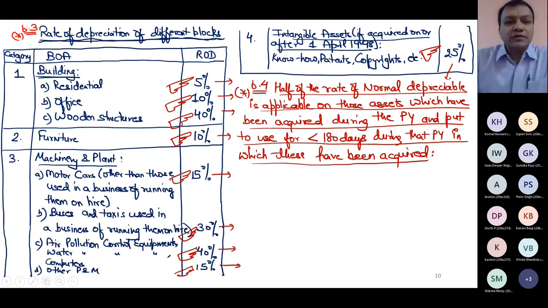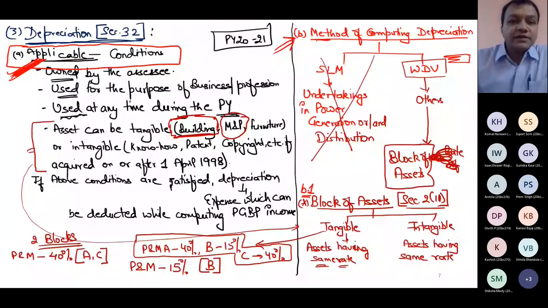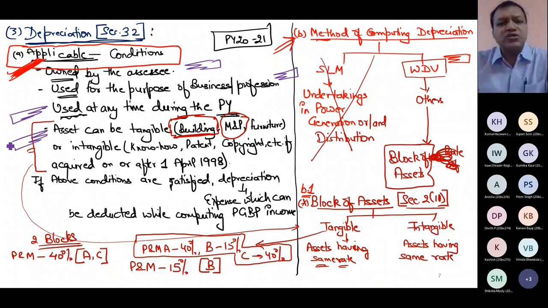But I need to check conditions first. Are these assets owned by me? Yes. Are these used for business purposes? Yes. Are these used at any time during the previous year? Yes. Are these tangible or intangible? Machine, yes, these are tangible. Since all the conditions are satisfied, one thing is sure, that I can claim depreciation without any problem.